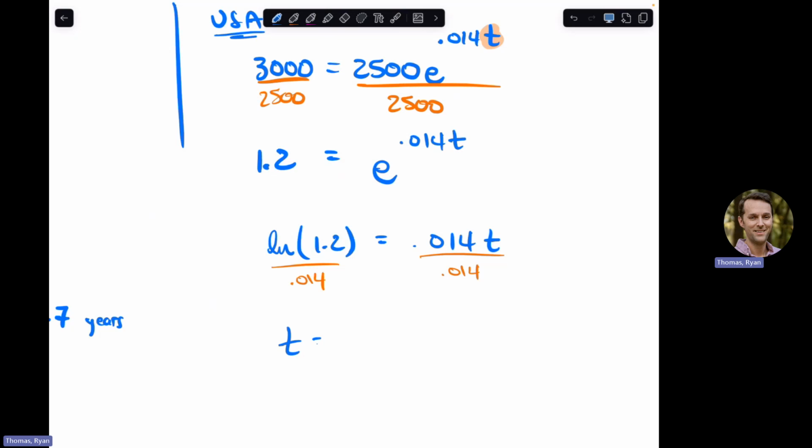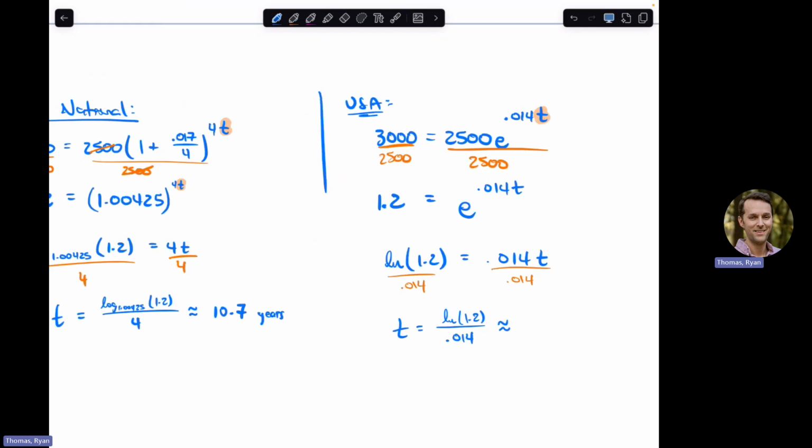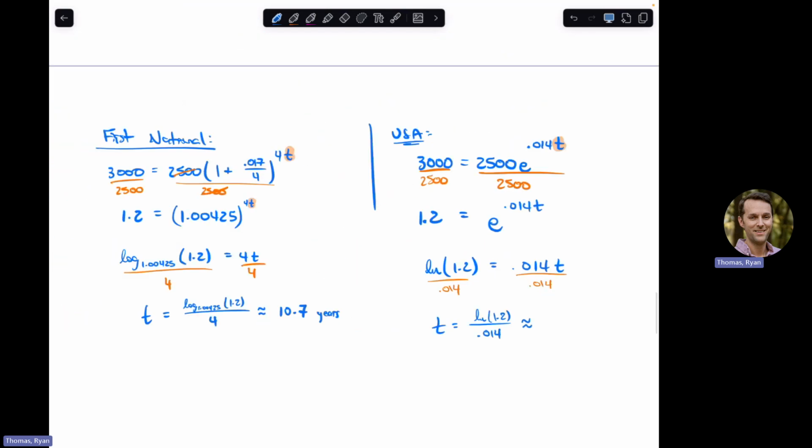So t is the natural log of 1.2 divided by 0.014. Let me give you that when you have it. How much? 13? 13 point what? 0.02. Okay, so yeah, 13, I guess. Or just 13 is fine. I wasn't specific about how to round here. I would be specific, like round to the nearest tenth, on something like a test question.